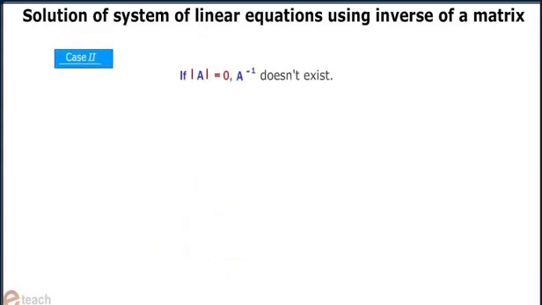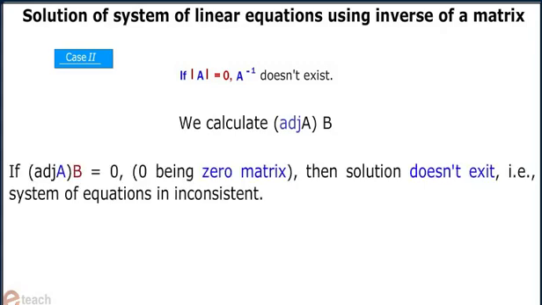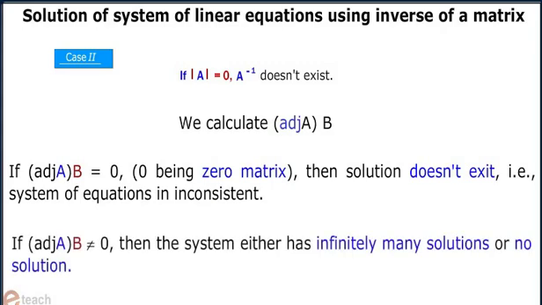Case 2. If determinant of A is equal to 0, then A inverse doesn't exist. We calculate adjoint A into B in that case. If adjoint A into B is equal to O, where O being the 0 matrix, then solution doesn't exist. That is, system of equations is inconsistent. If adjoint A into B is not equal to O, then the system either has infinitely many solutions or no solution.